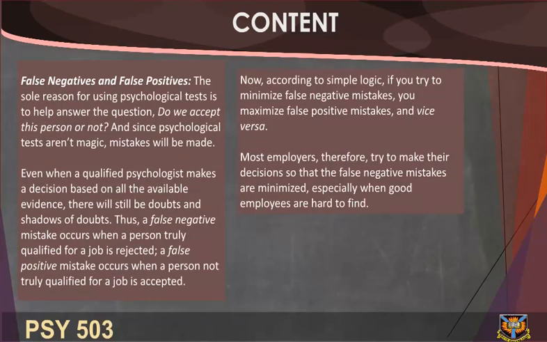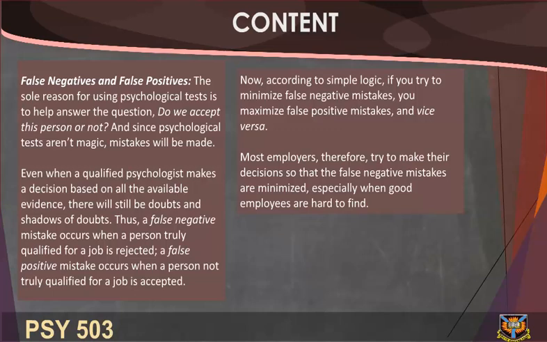False negatives and false positives. The sole reason for using psychological tests is to help answer the question, do we accept this person or not? And since psychological tests aren't magic, mistakes will be made. Even when a qualified psychologist makes a decision based on all the available evidence, there will still be doubt and shadows of doubt. Thus, a false negative mistake occurs when a person truly qualified for a job is rejected.